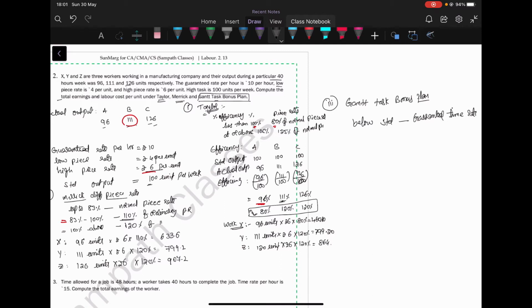If your efficiency is at standard, at 100%, then 120% of the time rate. If your efficiency is above standard, then high piece rate for the entire units. High piece rate.